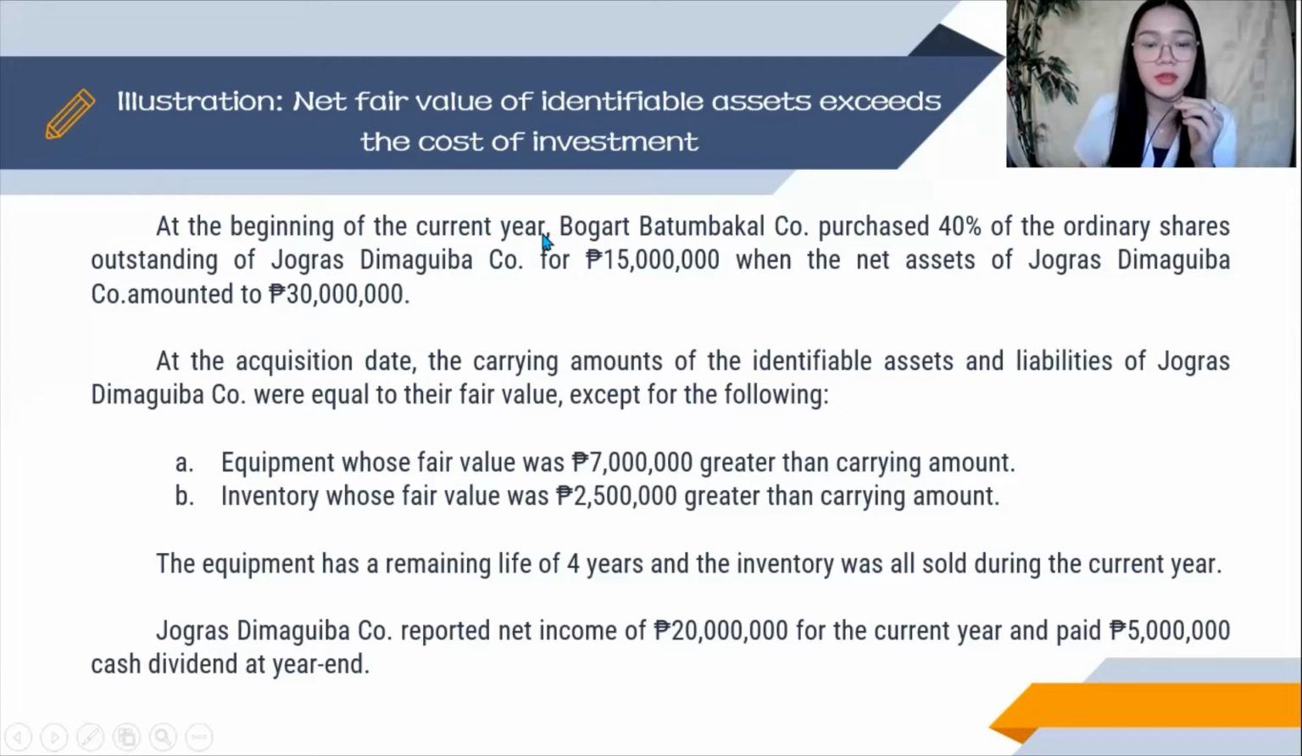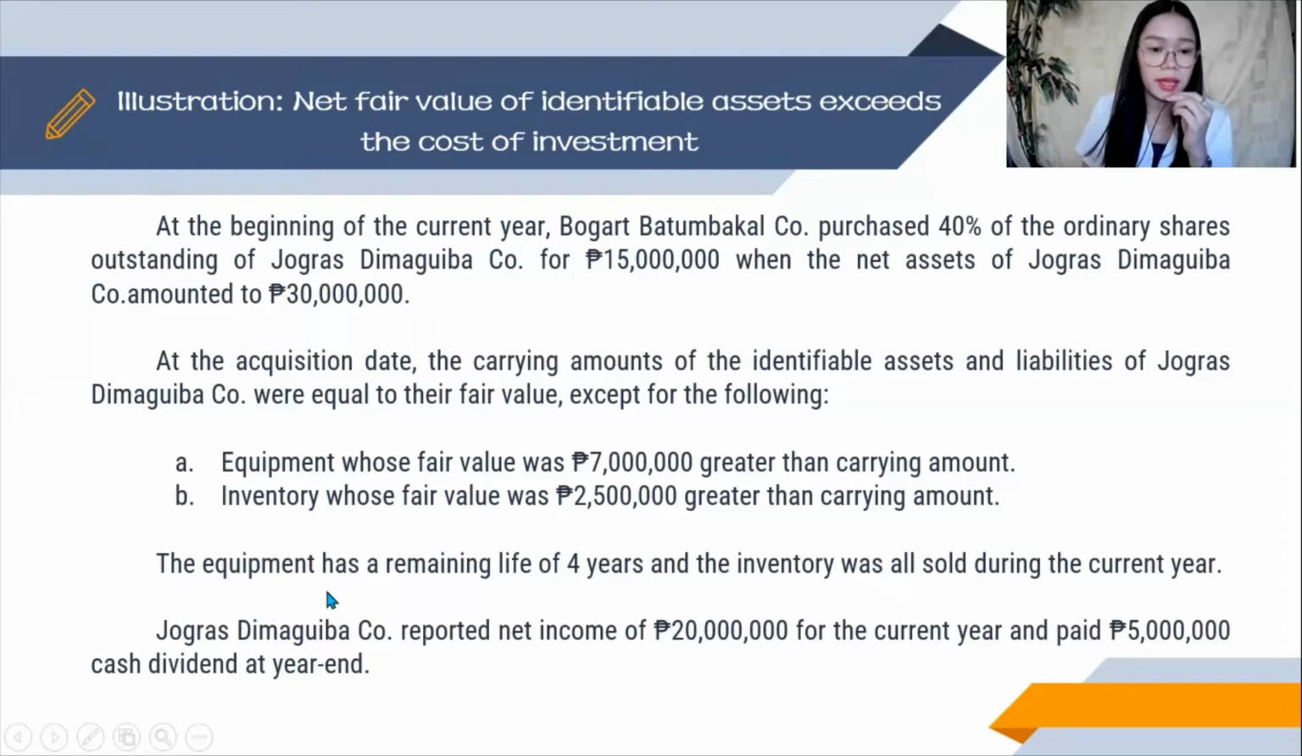So na-purchase niya yun for worth 15 million. Tapos, yung net assets daw ni Jogras de Magiba is amounted to 30 million. Nung date of acquisition daw, yung carrying amounts of identifiable assets and liabilities ni Jogras de Magiba ay equal sa kanilang mga fair values. Except sa dalawang item. Ano yun? So, si equipment daw, kung saan yung kanyang fair value was 7 million na mas mataas compared to its carrying amount. And si inventory daw na kung saan yung kanyang fair value was 2,500,000 pesos na mas mataas compared to its carrying amount.